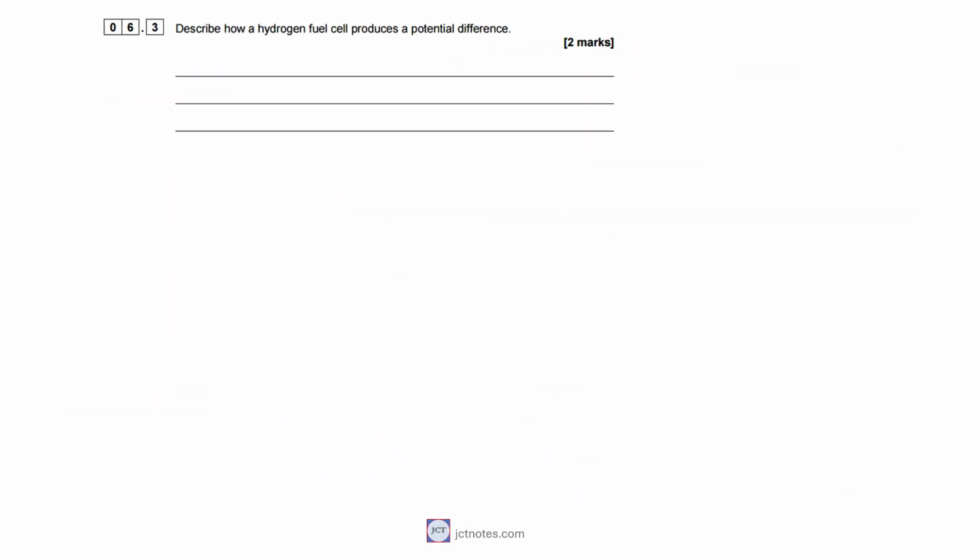We move to question 6.3. This question is simple. Describe how a hydrogen fuel cell produces a potential difference. According to the examiner's report, only 1 in 25 students scored both marks here. That means a massive 96% of students missed out on full marks for what is actually a straightforward specification point. Let's make sure you aren't one of them.